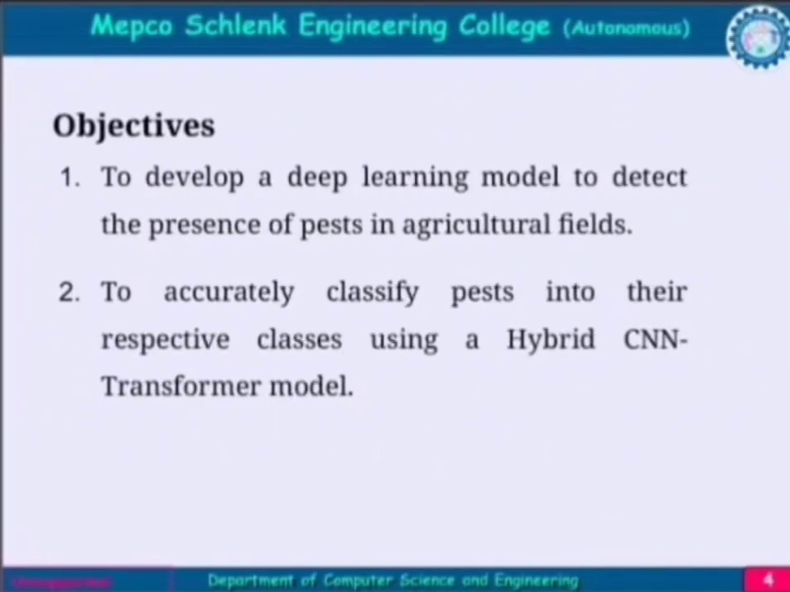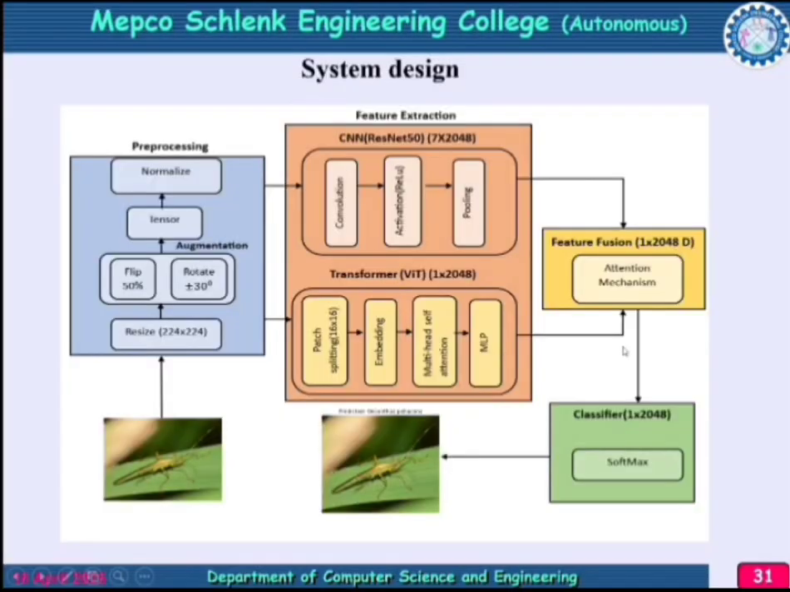Objectives. Detect pests in farm images using deep learning. Classify pests correctly into their types using a model that combines CNN and transformer technology. In this project, our goal was to develop an effective pest recognition system using a hybrid deep learning model that integrates convolutional neural network and transformer. The system follows a structured pipeline that includes the following stages.